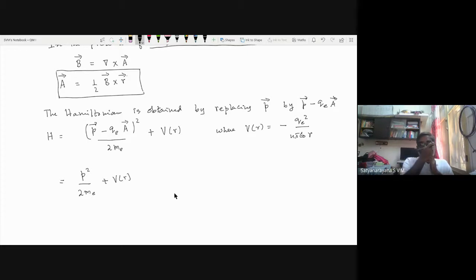Then I have a linear term in A, which is given by minus q_e divided by twice m_e into P dot A plus A dot P. I cannot write them as 2 times P dot A because A involves the position operator and P involves the momentum operator, and we know position and momentum don't commute, so one has to be careful and write it this way, plus q_e squared divided by twice m_e into A squared.